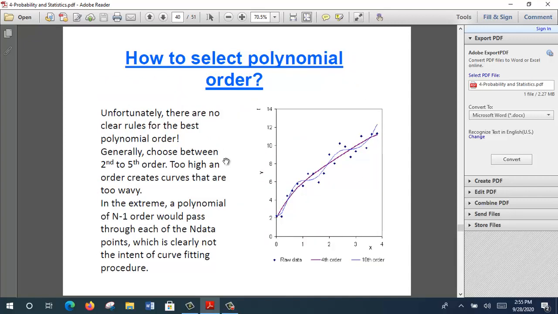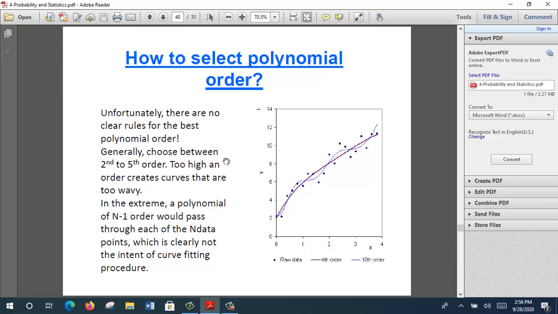Okay, how to select the polynomial order? You have a lot of polynomial orders: a fourth order, sixth order, and more than that. Unfortunately, there is no clear rule for the best polynomial order. It depends on the conditions, and on the data collected during the measurement. Generally, choose between second to fifth order, because higher orders create curves that are too wavy.